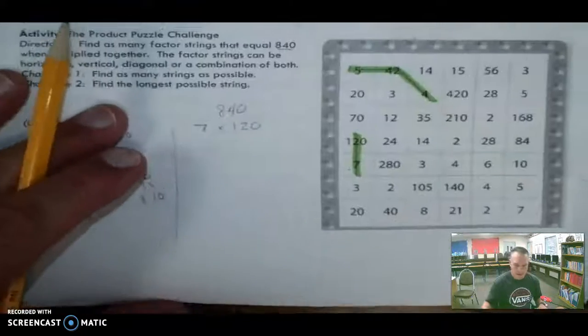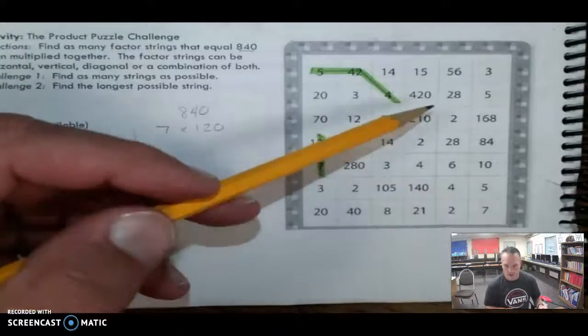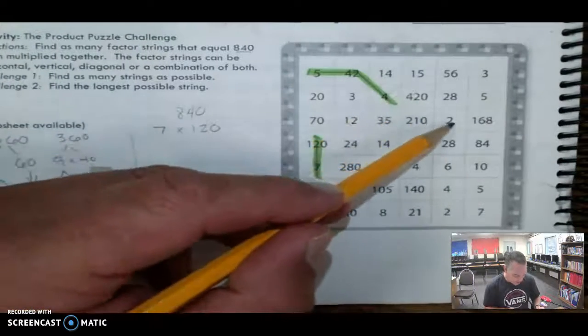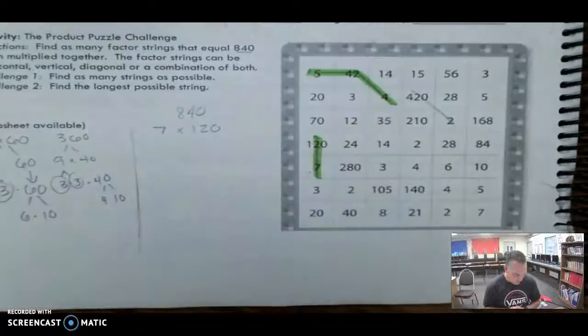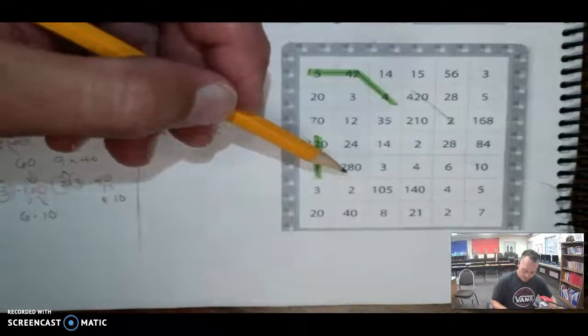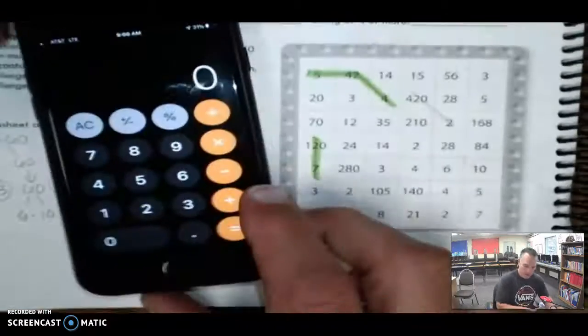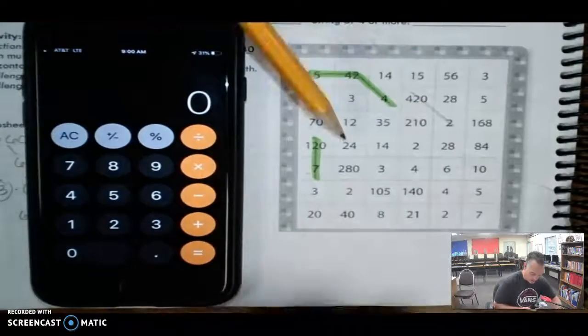So then you're going to come back here to this board. You got your sheet, and you're going to look for things like, oh, look, right there, 2 times 420. Another way that you might discover some of them is just by having your calculator out. And let's just say I start with 24.